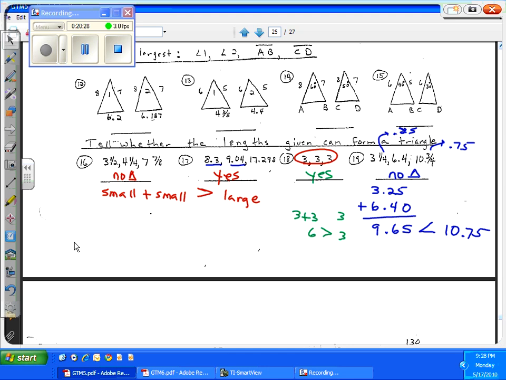Any questions on 16 through 19? To be a triangle, the sum of the smaller two sides must be greater than the length of the third side. Okay?